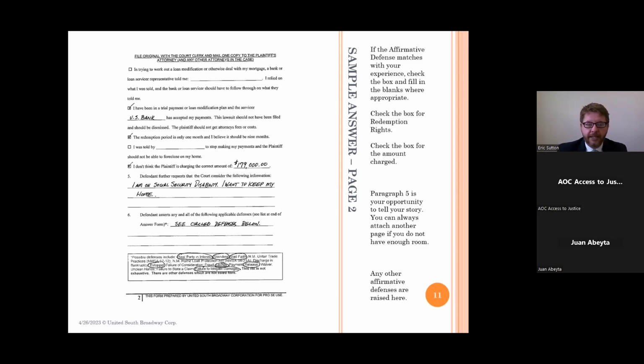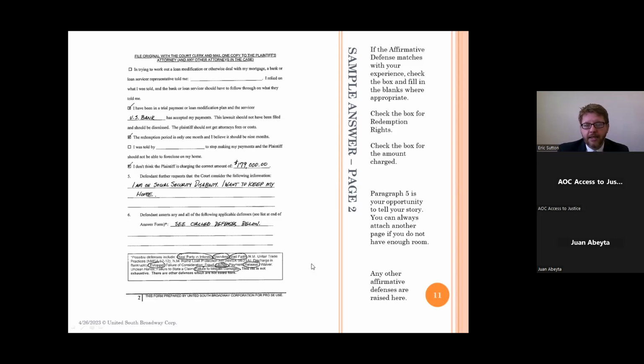There's failure to mitigate damages. There's real party in interest, meaning whoever owns the loan isn't the party that's actually bringing the lawsuit. There's a number of possibilities here that you could circle at the bottom on the form that we have. But you don't have to do it on a form like what we have. You can write it out yourself and describe what's going on in your case. You can always attach another page to an answer form to further explain what's going on, if you would like to do that.